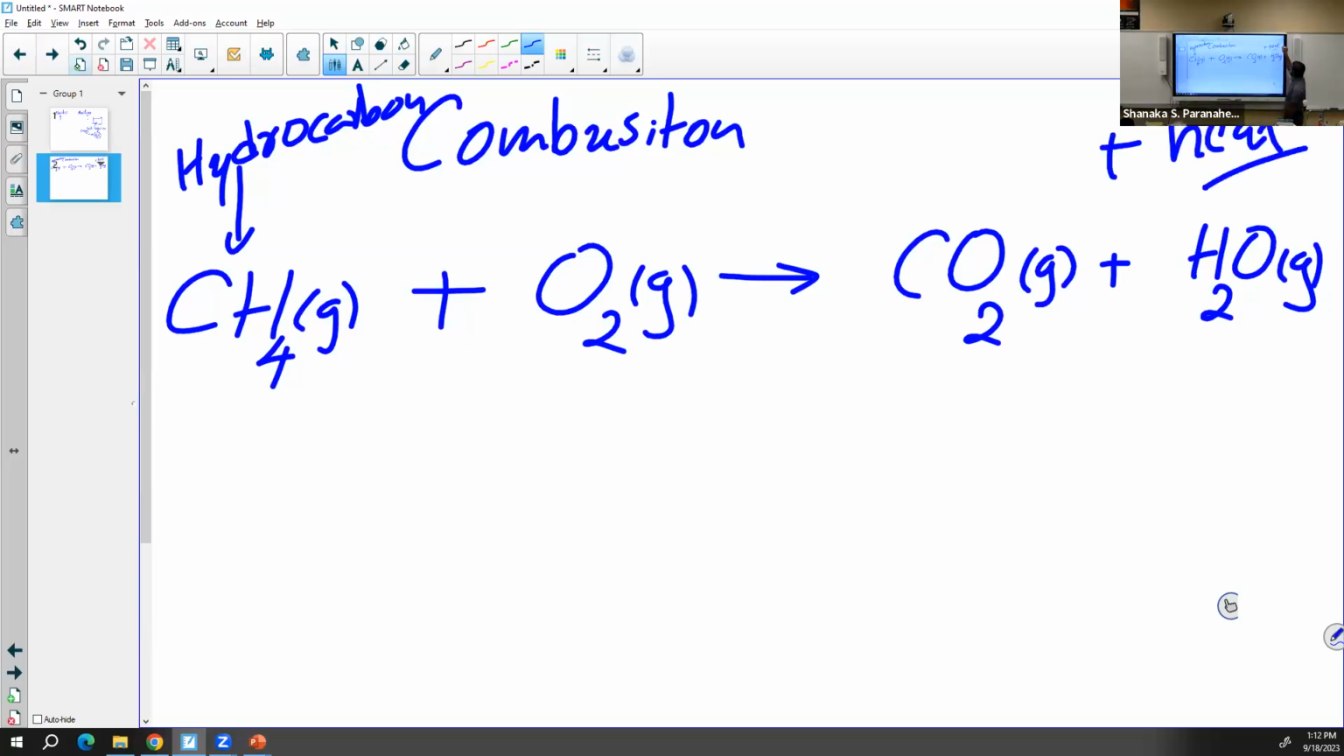Heat is not a chemical, so that's why it is not in the reaction. Heat is just an energy source. We can use this heat to cook our food. We don't need that in the reaction because heat is not a chemical.